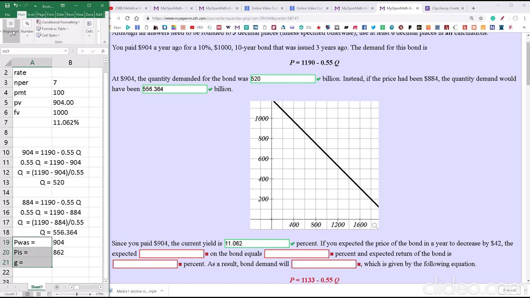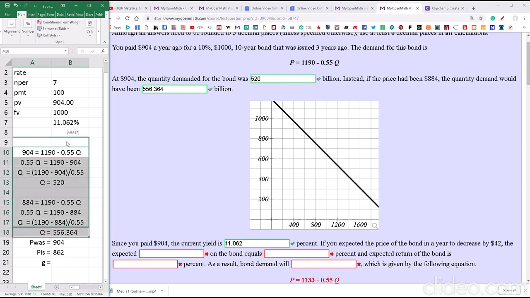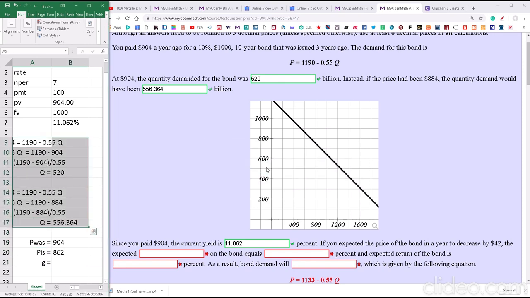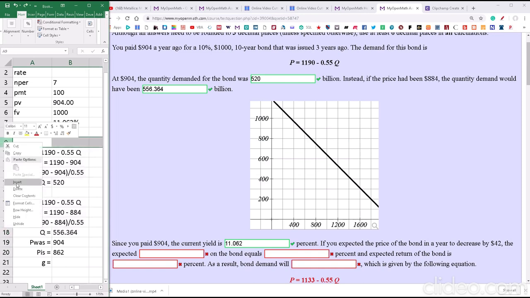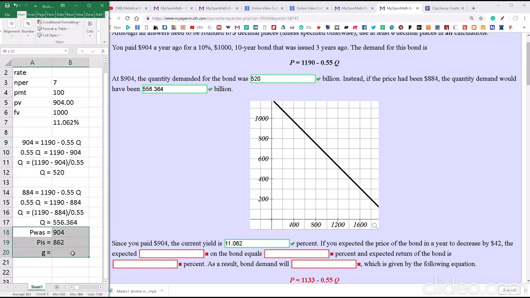Just format this up a little bit, make it look neat. Oh, let's do this. We'll pull this down. Okay, remember the gain is what it is. We expected it to fall by $42 minus what it was divided by what it was.